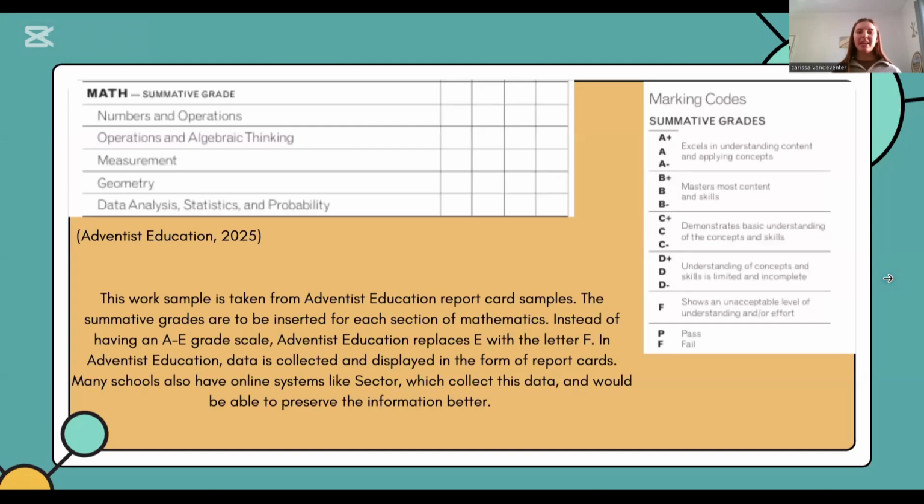This work sample is taken from Adventist Education Report Card samples. The summative grades are to be inserted for each section of mathematics. Instead of having an A to E grade scale, Adventist Education replaces E with the letter F. In Adventist Education, data is collected and displayed in the form of report cards. Many schools also have online systems like Sentral, which collect this data and would be able to preserve the information better.